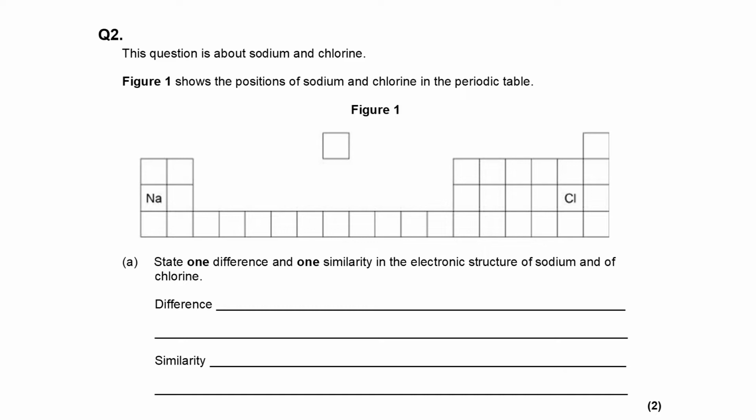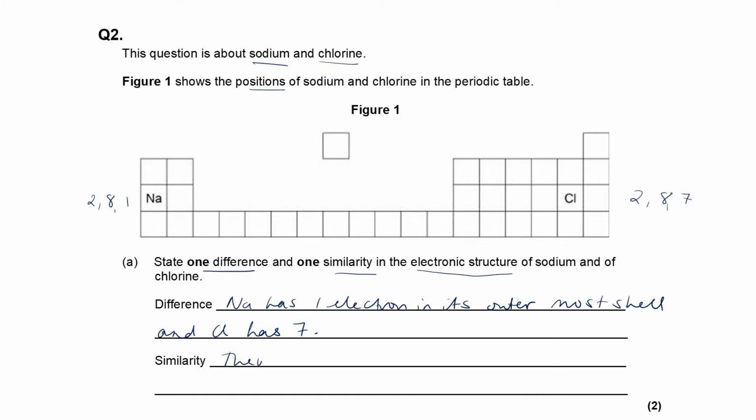And again, I've started to write down the electronic configurations looking at the periodic table. So I can see that sodium is in period 3, so it must have 3 electron shells. And it is in group 1, so it must have 1 electron in its outermost shell. So the electron configuration is 2, 8, 1.